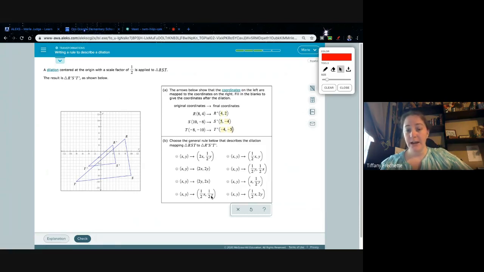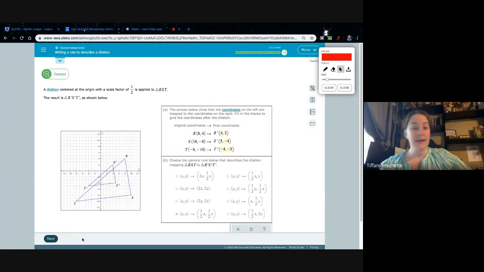And I want to be careful. I don't want it to be flipped. I don't want it to be 2 times each one. That would make the figure bigger, and it got smaller. So I want to make sure that it's 1/2 with both x and y, and they're in the right order. Like this one has a 1/2 and a 1/2, but I see y then x. We want x then y because that's the correct way to write the coordinates. All right. Yay! We're good to go on that one.